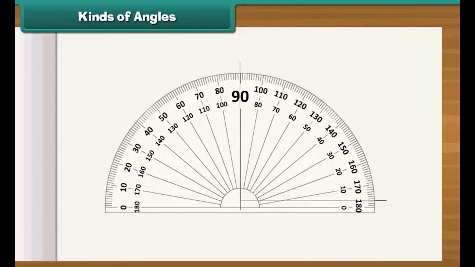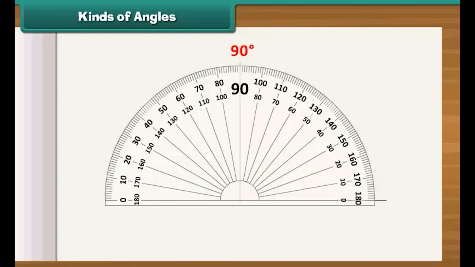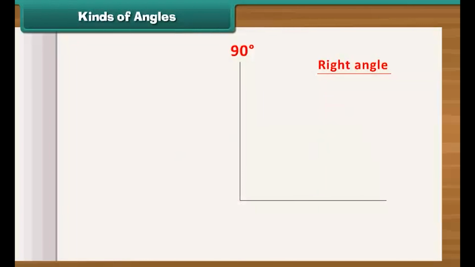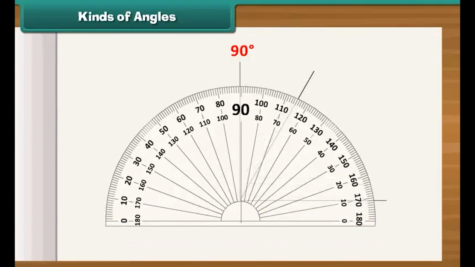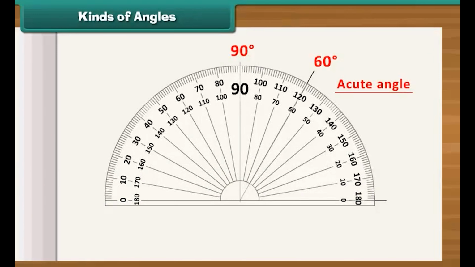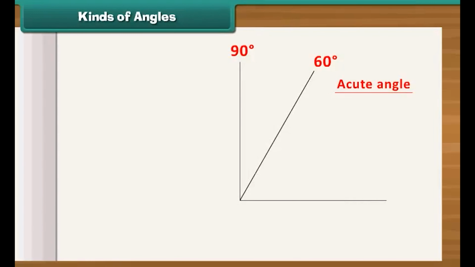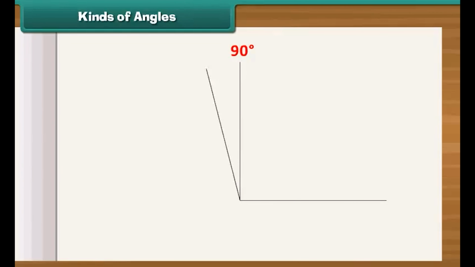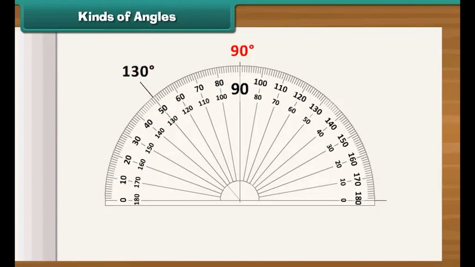An angle whose measure is 90 degrees is called a right angle. An angle whose measure is less than 90 degrees is called an acute angle. While an angle whose measure is more than 90 degrees is called an obtuse angle.